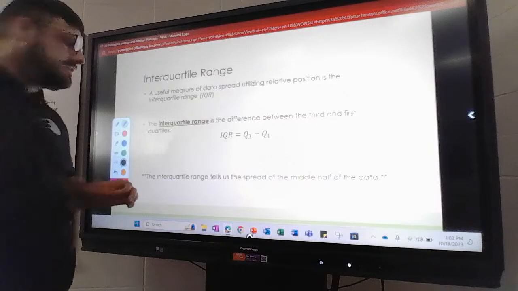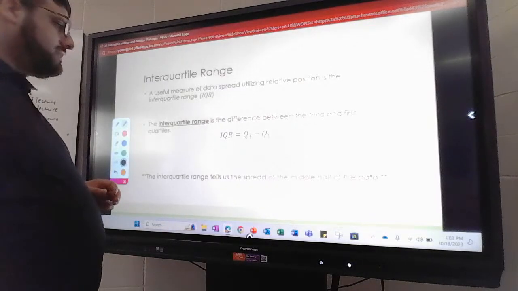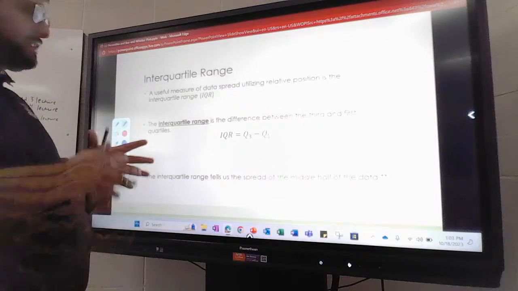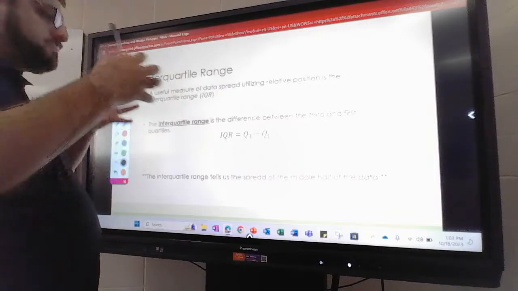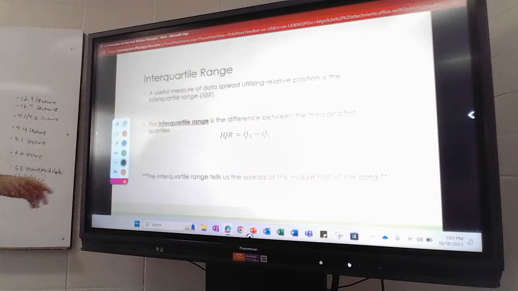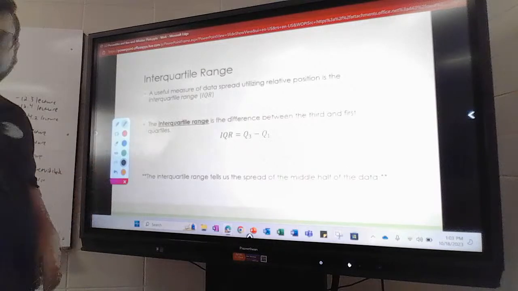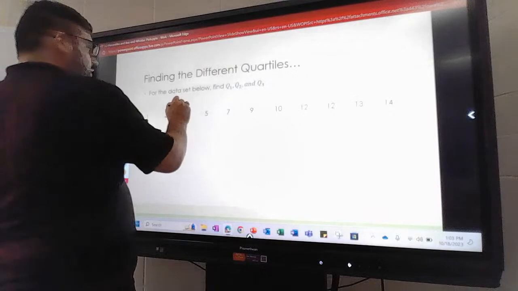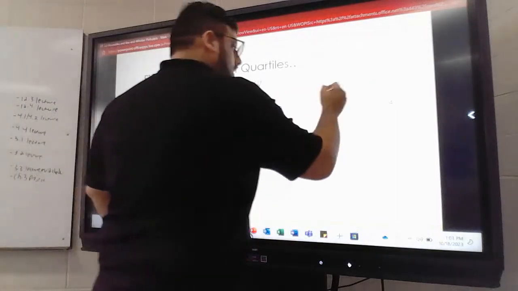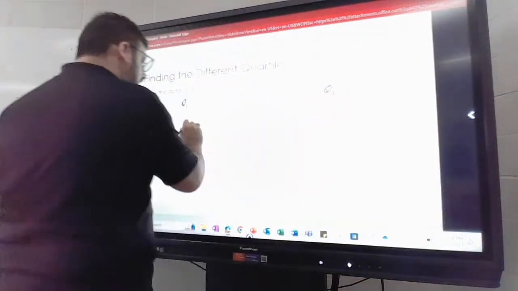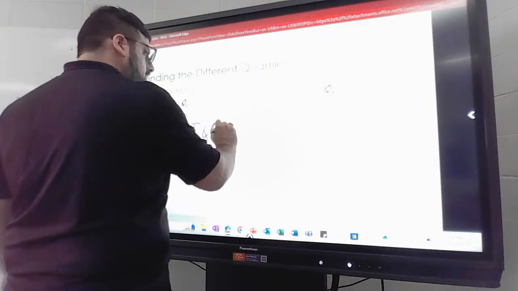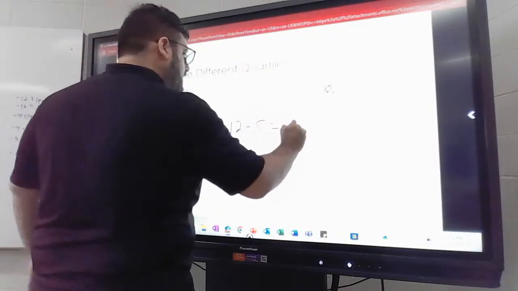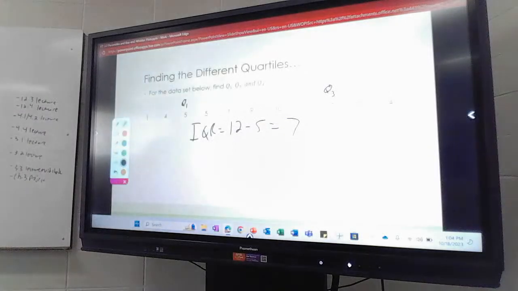The interquartile range tells us a spread, but it also tells us the spread of the middle half of our data. If we go back to the previous example, here was our first quartile. Here is our third quartile. If I subtract those, I get 7 as my interquartile range.